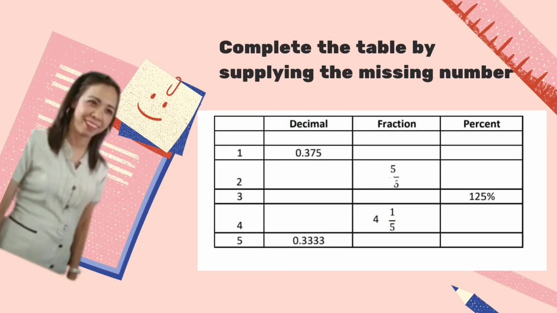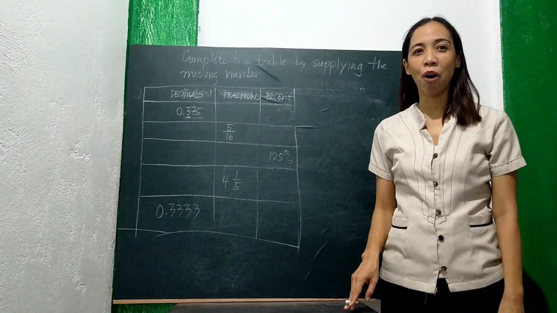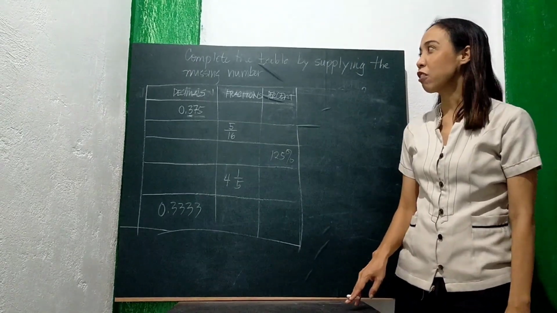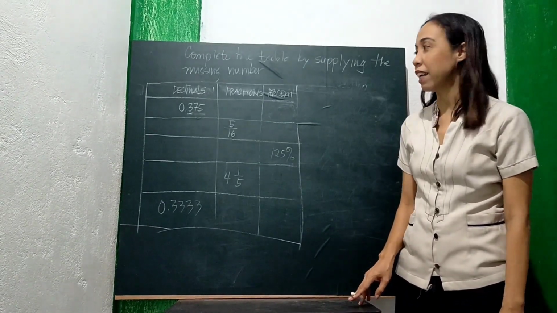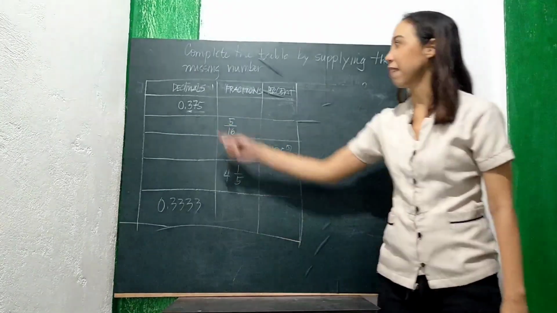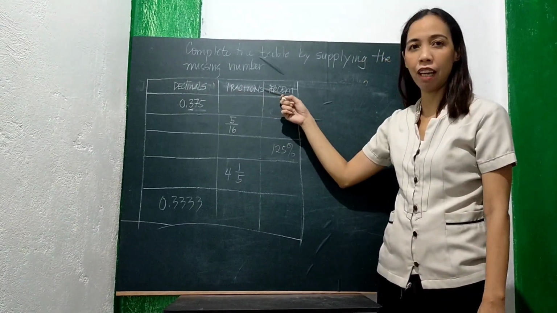Let's try to answer our activity. So let's complete the table by supplying the missing number. We have decimals, fraction, and percent.